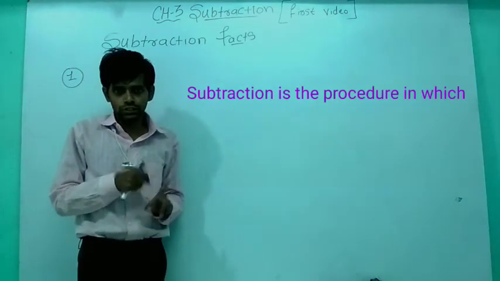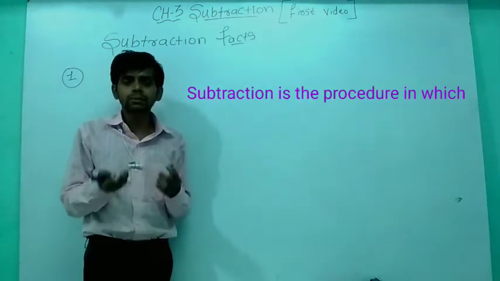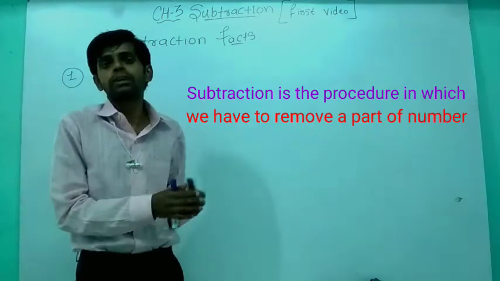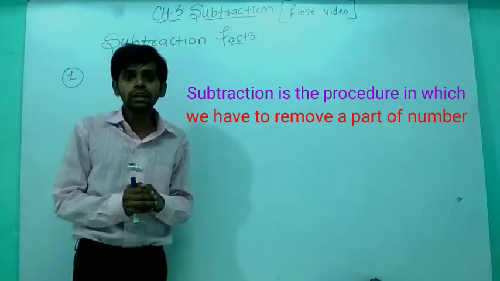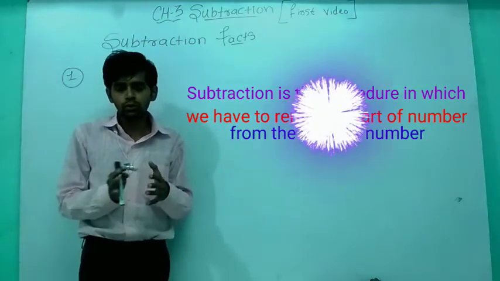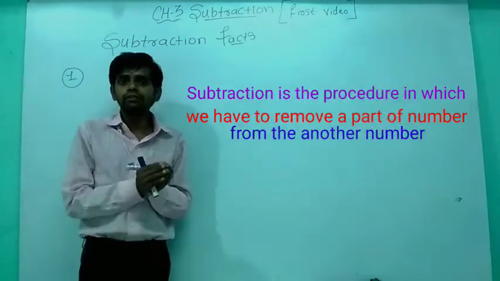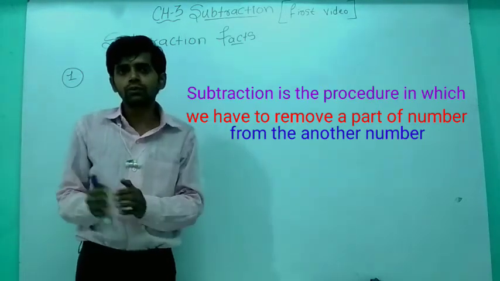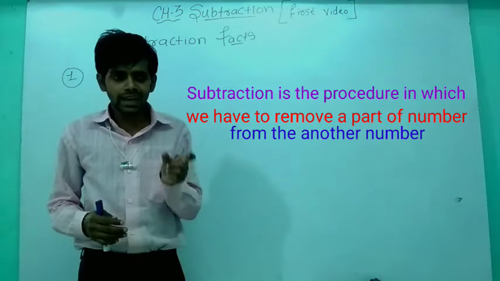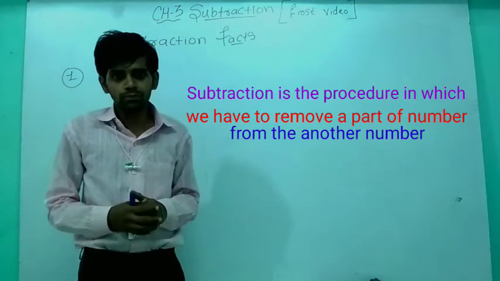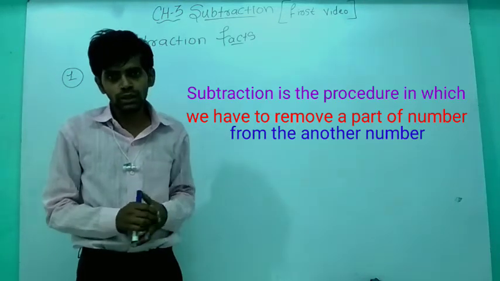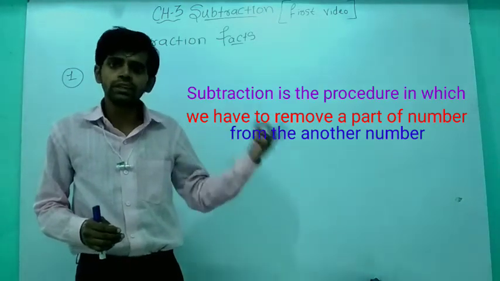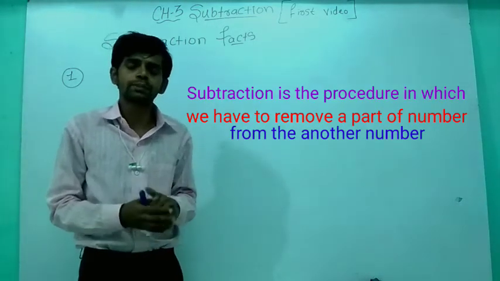Subtraction is the procedure in mathematics in which we remove a part of a number from another number. हम लोग क्या करते हैं subtraction में? Part of number को remove कर देते हैं, दूसरे बड़े वाले नंबर में से क्या करते हैं? रिमूव कर देते हैं. Okay, and we can say that it is a removal of part of a number from another number, that is called subtraction.